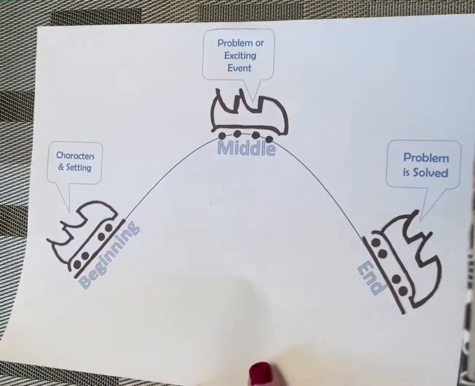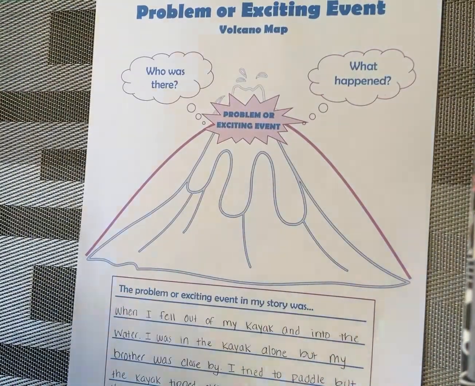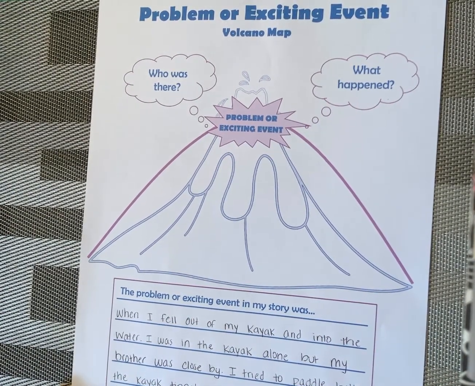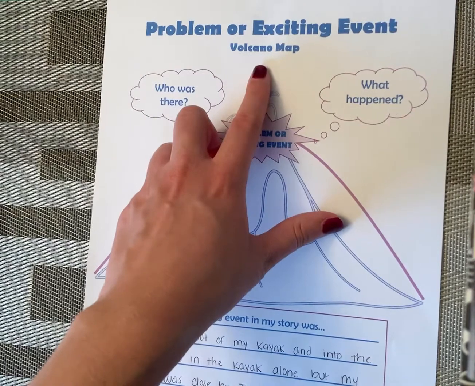So I'm going to show you the graphic organizer choices that you had and show you how I filled them out for my story. You might remember in my story, the problem or exciting event that happened was when I fell out of the kayak. That was very scary. So first I completed the volcano map.